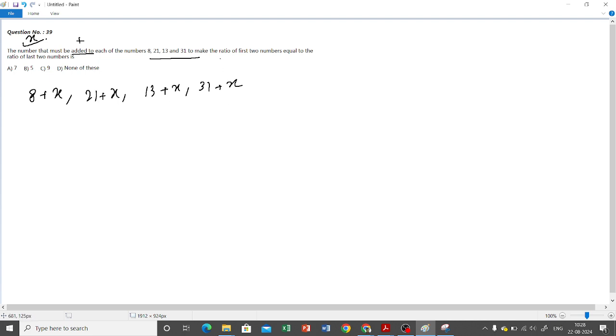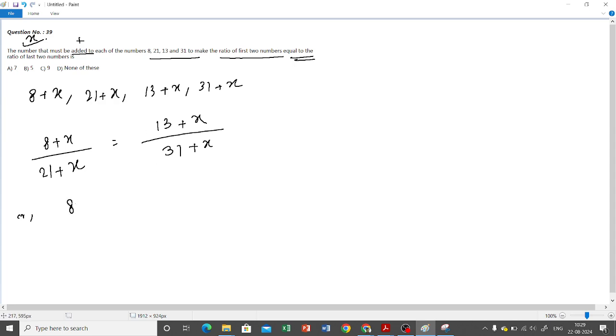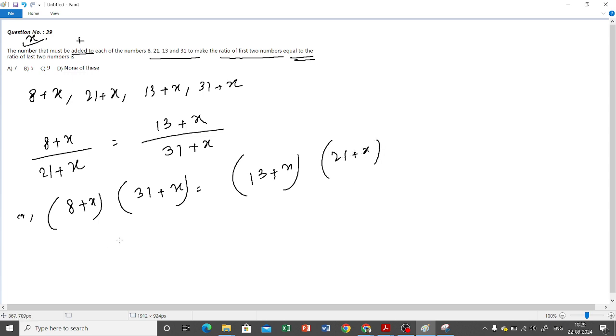Okay, to make the ratio of the first two numbers. So the ratio of the first two numbers is what? 8 plus x by 21 plus x, equal to 13 plus x by 31 plus x. Okay, so if I cross multiply, right, the ratio of the first two numbers equals the ratio of the last two numbers.